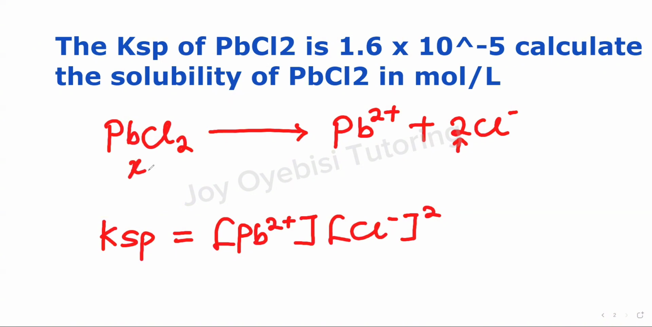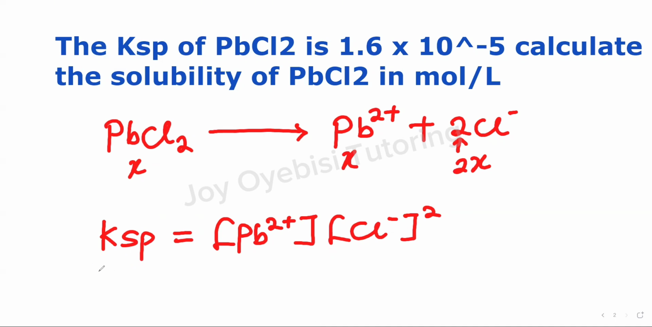If this is x, this is going to be x, while this will be 2x. Okay, so we're going to assume that the solubility is x. Now, this is 2x because you have 2 here, okay? This is going to be exactly the same because it's a 1-to-1 ratio of the compound.